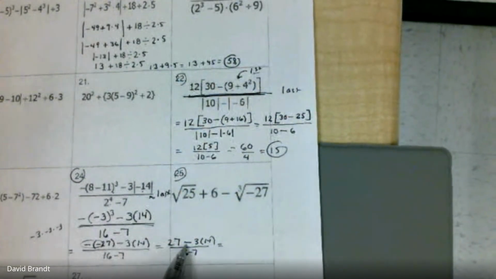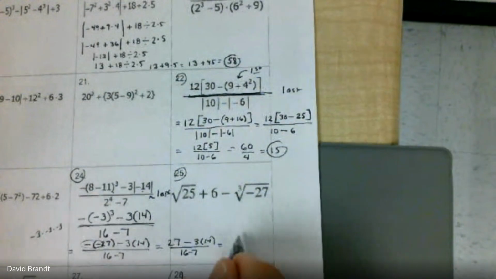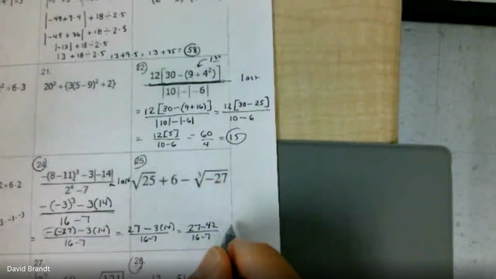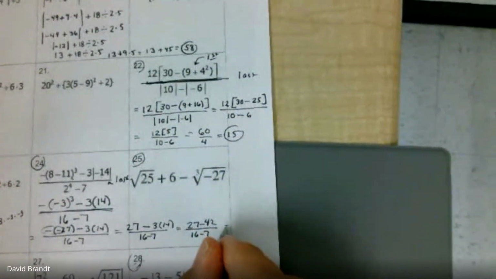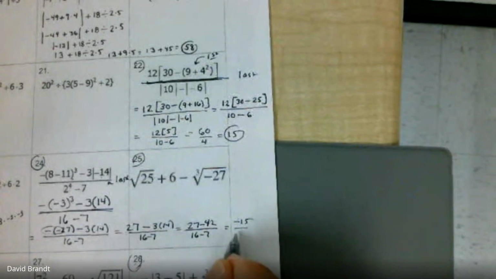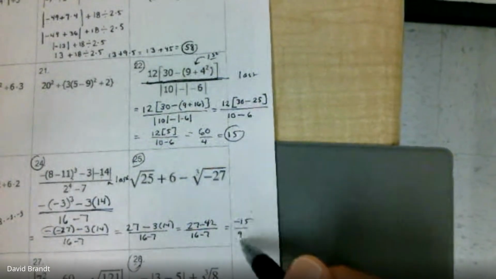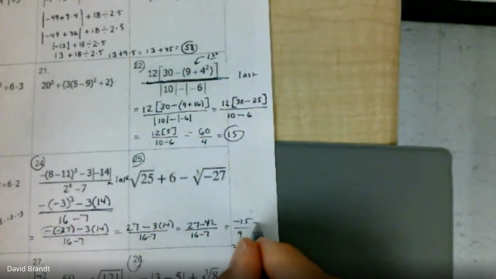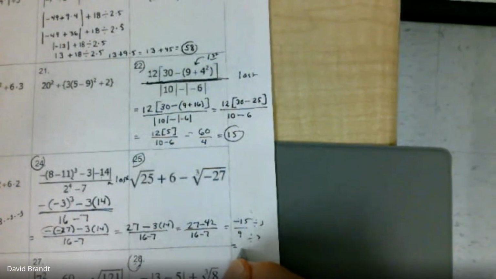All right, finally, 27. We've got subtraction. We've got multiplication. What comes first? Multiplication comes first. 3 times 14 is 42. And 16 minus 7. I could have subtracted 16 minus 7. I didn't need to make that a separate step. All right, 27 minus 42, that's negative 15. 16 minus 7 is 9. Now you can reduce negative 15 over 9. You can reduce that by 3. So that's going to be negative 5 over 3.